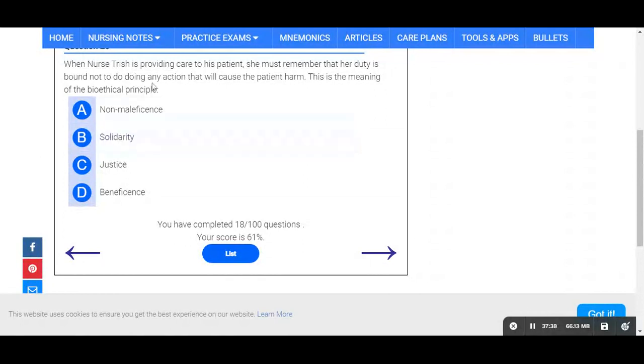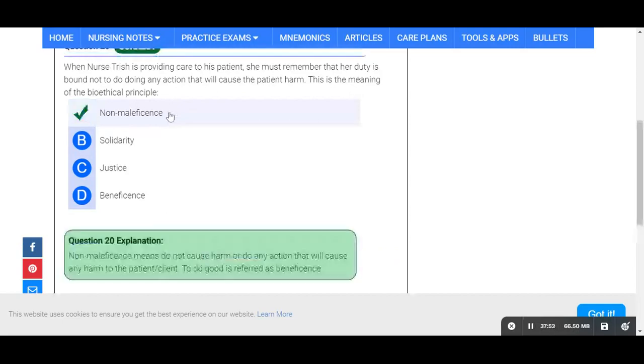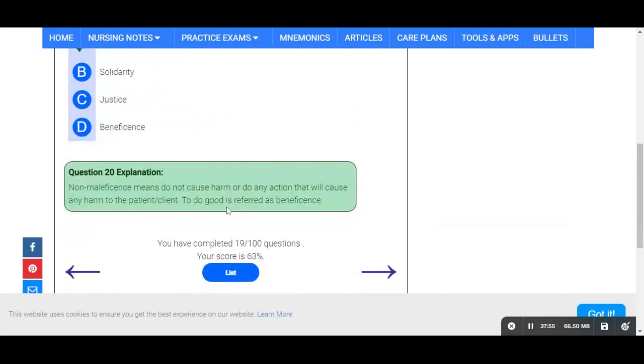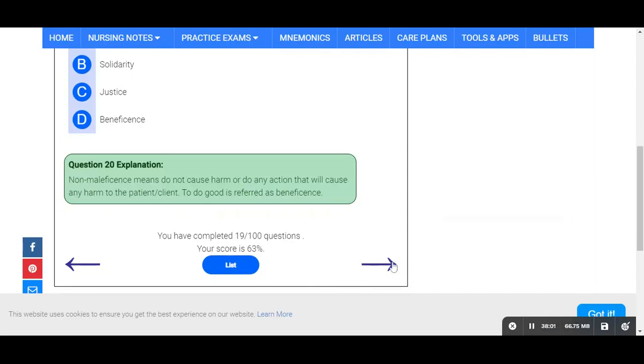Okay. When Nurse Trish is providing care to her patient, she must remember that her duty is bound not to do any action that will cause patient harm. This is the meaning of the bioethical principle non-maleficence. Do not cause harm. To do good is called beneficence.